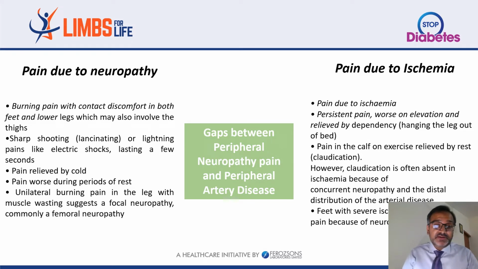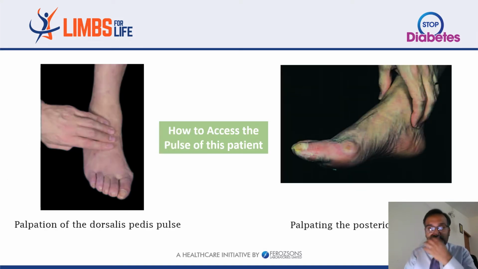Unilateral burning pain in the leg with muscle wasting suggests focal neuropathy. Commonly, femoral neuropathy can present like that. If it's unilateral, it's usually a focal neuropathy, right? So this is how you can differentiate between pain of neuropathy and pain of ischemia.